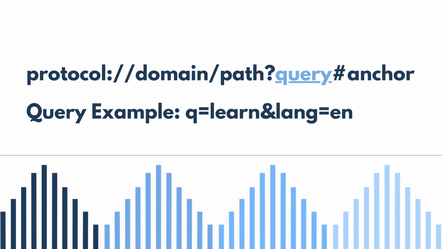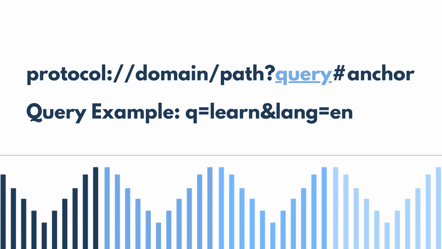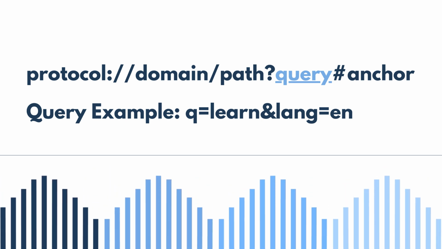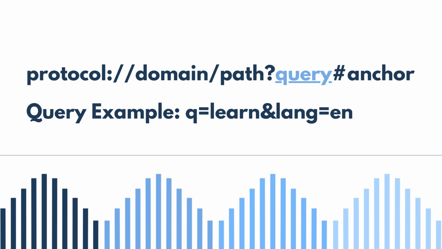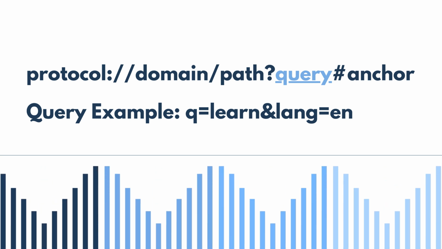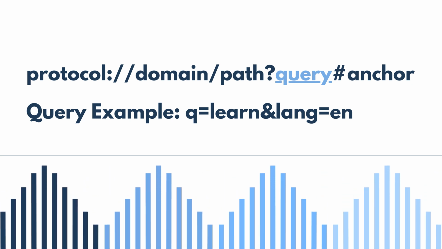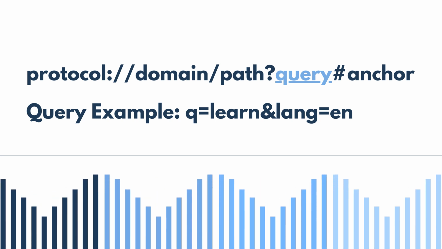Query strings are used to pass data to a server, typically in the form of key-value pairs. They come after the path and are separated by a question mark. For example, the query string may be q equals learn and lang equals en, and indicates that the website user is searching for the keyword learn while the language preference is set to English.